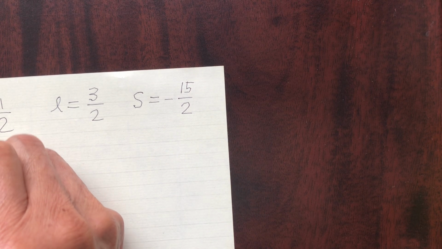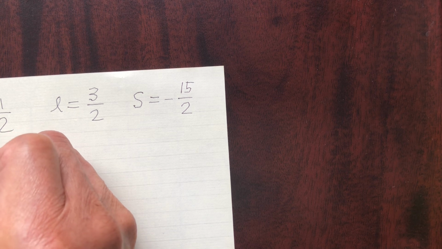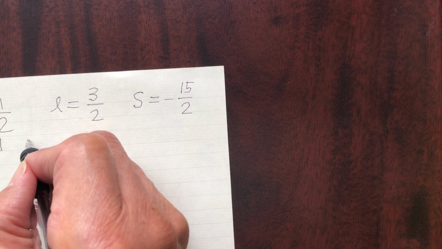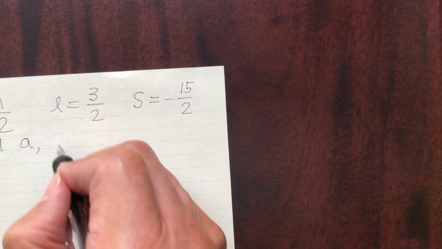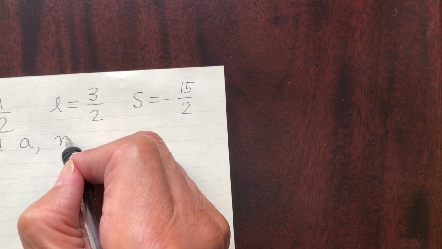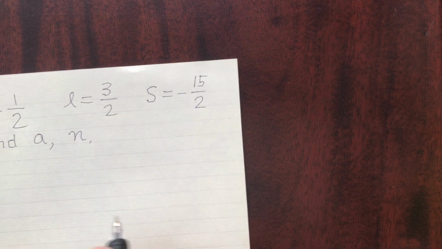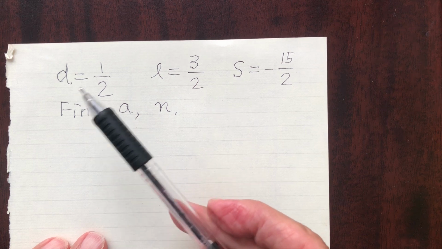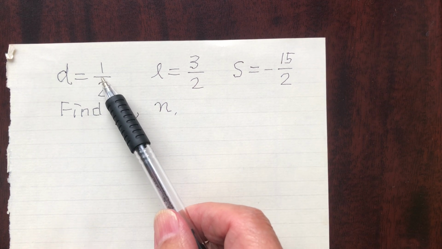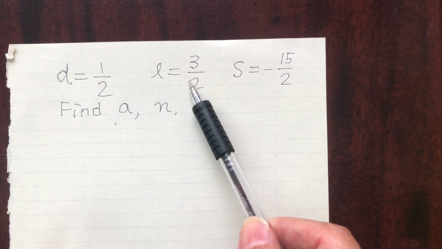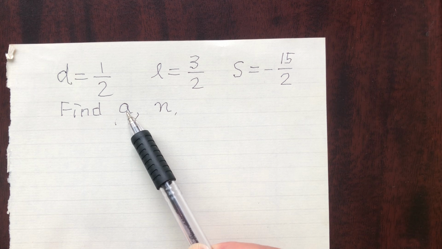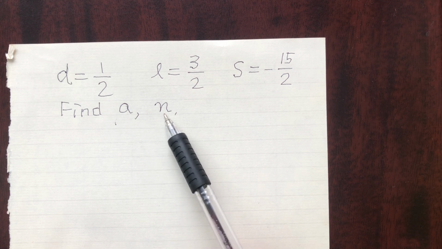What do we want to find? Find the first term, and how many terms are there? So we want to find this, given the common difference, given the last term, given the sum of the series. You want to find the first term, and how many terms are there?